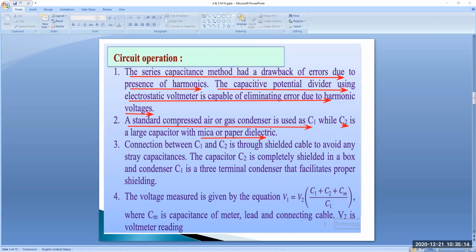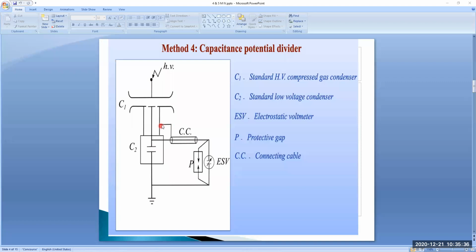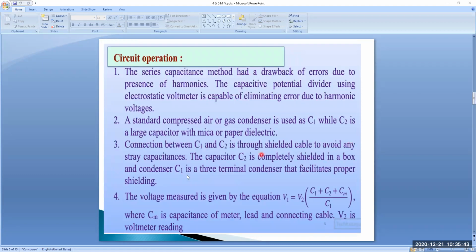The third one: the connection between C1 and C2 is through a shielded cable to avoid any stray capacitance. It's clear. This is called the connection between C1 and C2, and it is to avoid any stray capacitances.